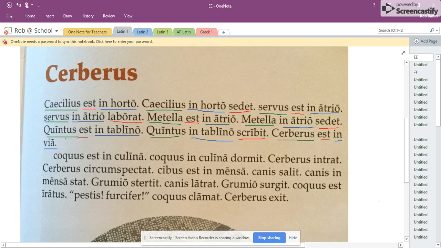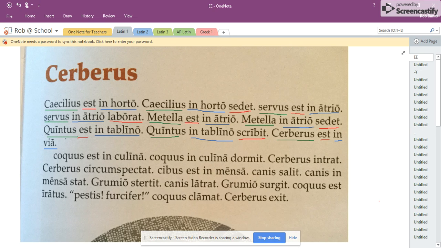So first sentence, I have Caecilius, I have est, which is, and I have in horto, in the garden. So Caecilius is in the garden. Caecilius in horto sedet, right? This is very typical word order where the subject is first, Caecilius, the verb is last, sedet, sits, right? Remember the verbs end in T, they're going to be he, she, it, or a particular he, she, or it. In that case, we have a particular he here, Caecilius, right? So Caecilius sedet is Caecilius sits. Caecilius sits in horto, in the garden.